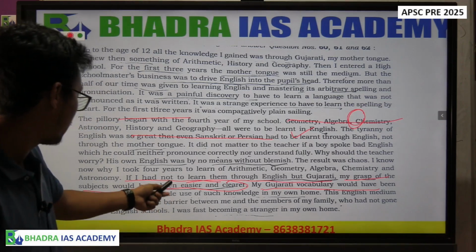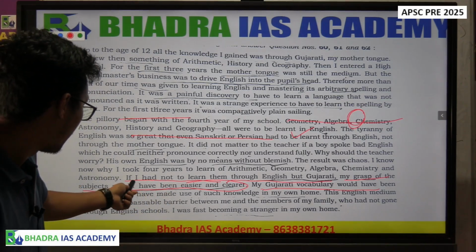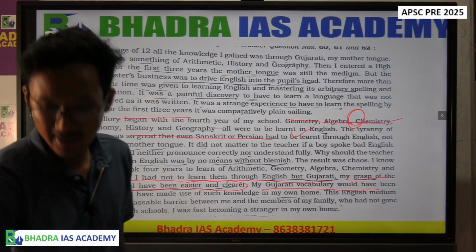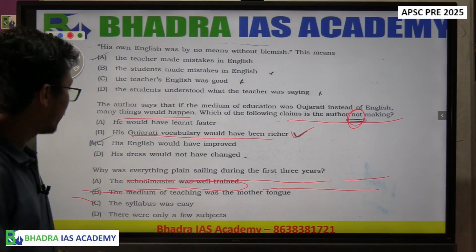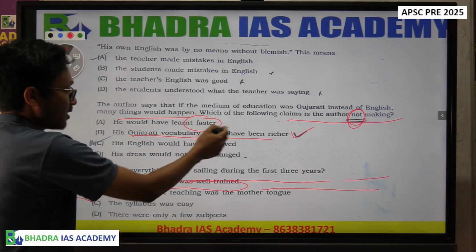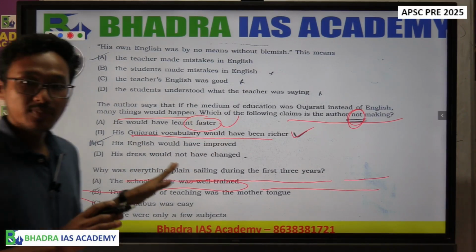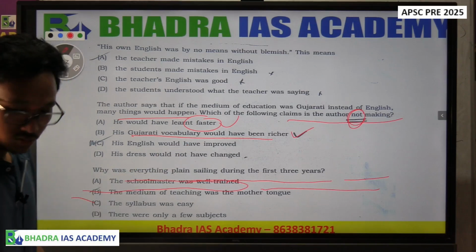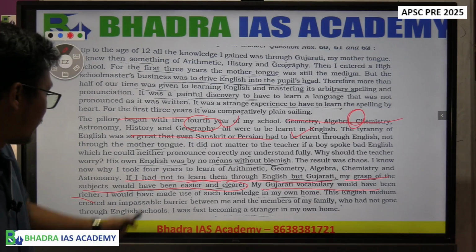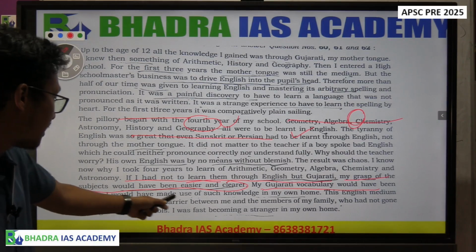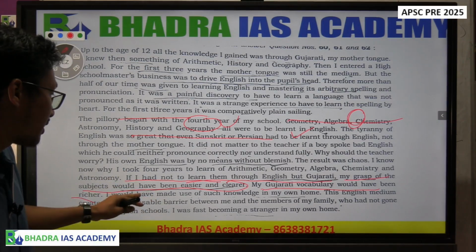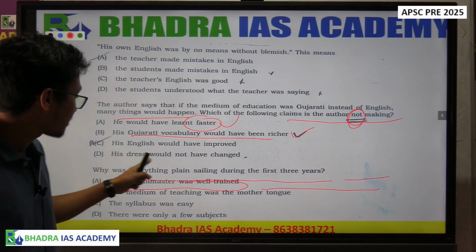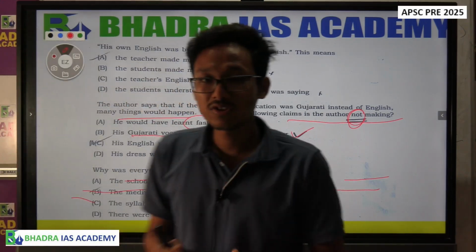clearly he would understand the subjects. I had, yes, so subjects would have been easier and clear. If easier and clear, then first learning would be possible. Okay, yes, so it was not said directly, but from that I assume his English would have improved. It was not said directly, but he said his subject knowledge may have increased. Okay, and as for his dress, it would not have changed.